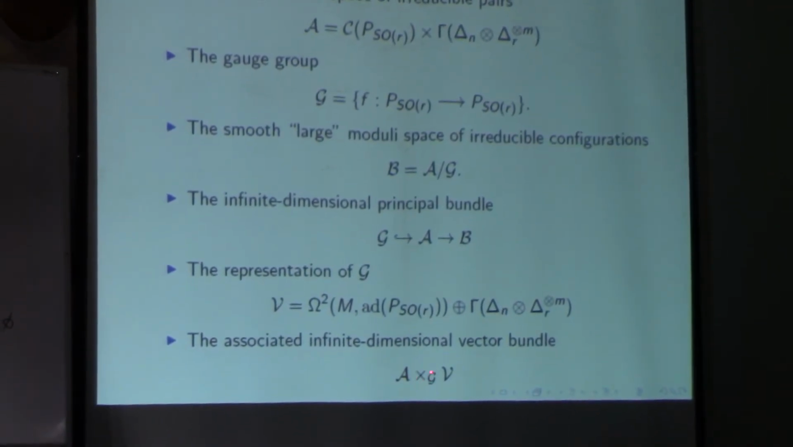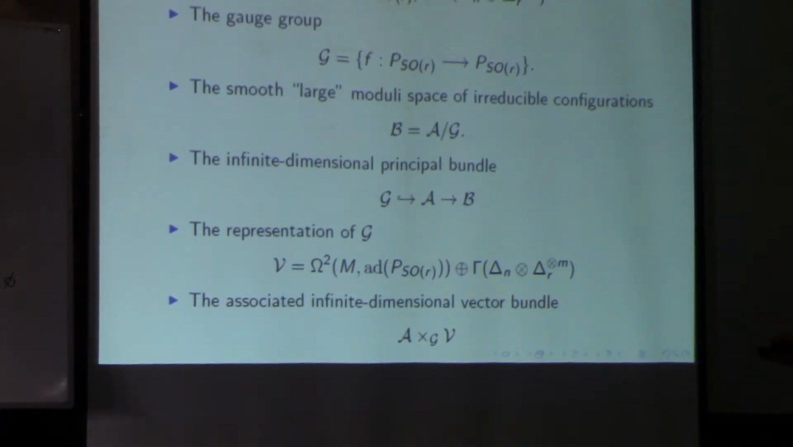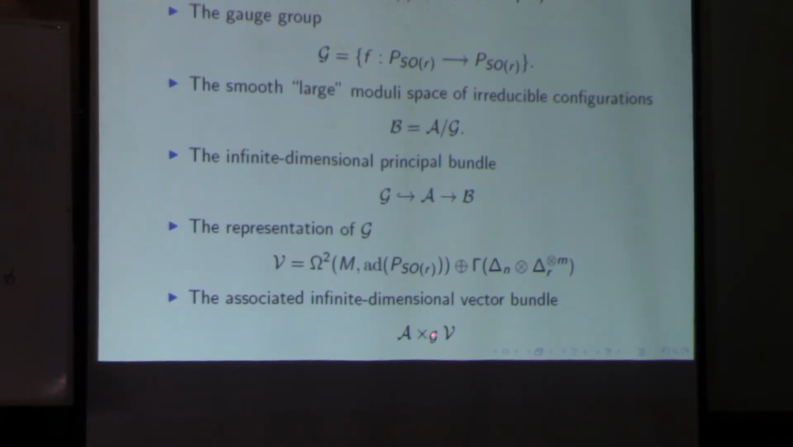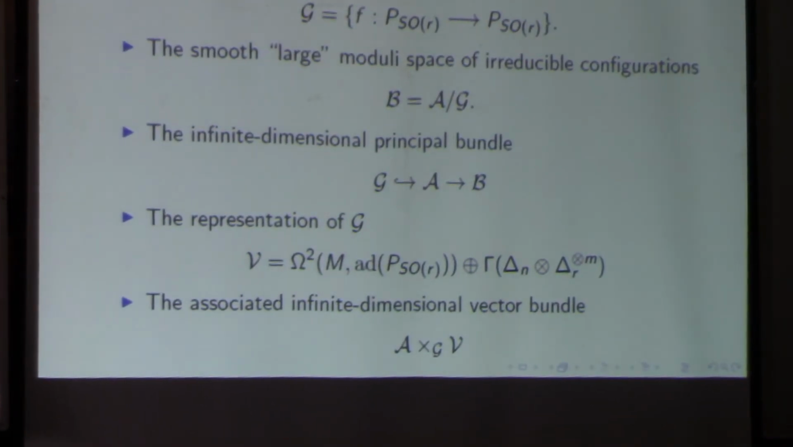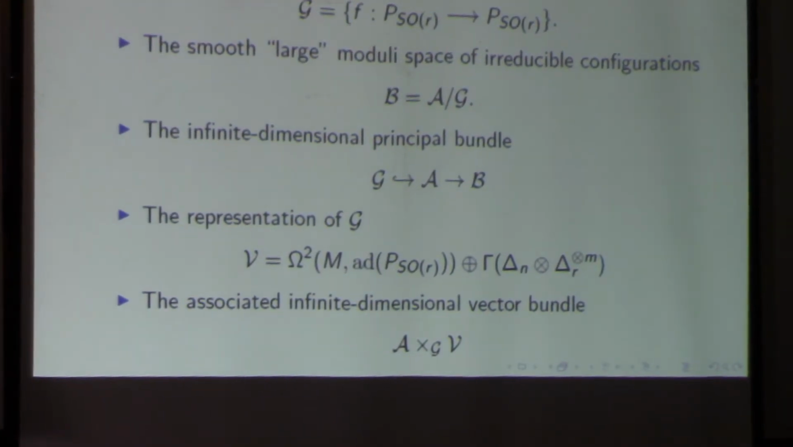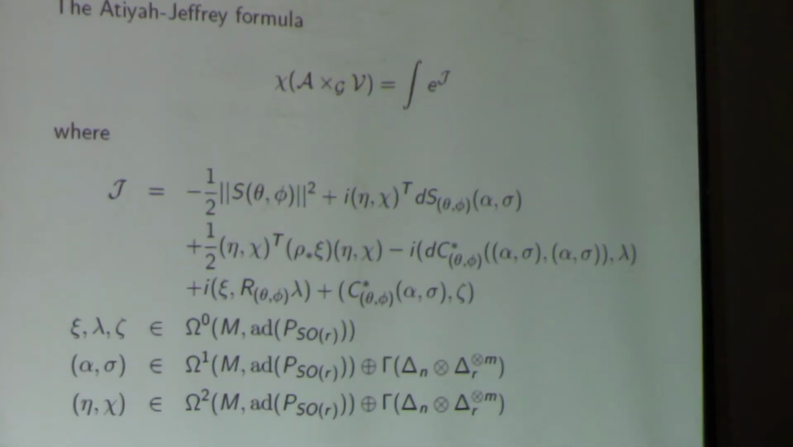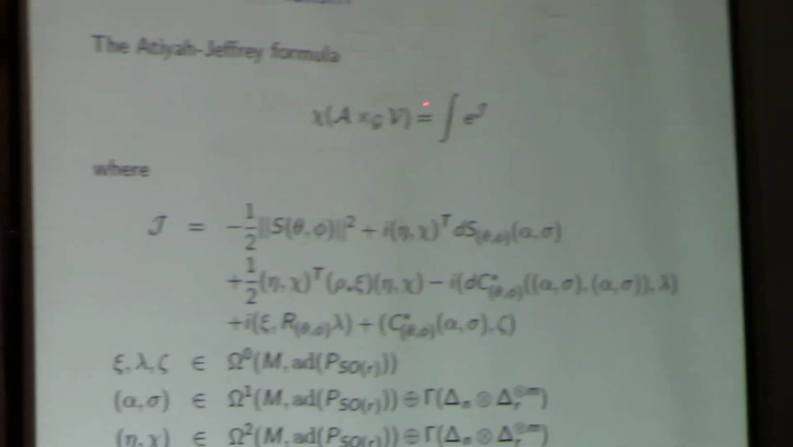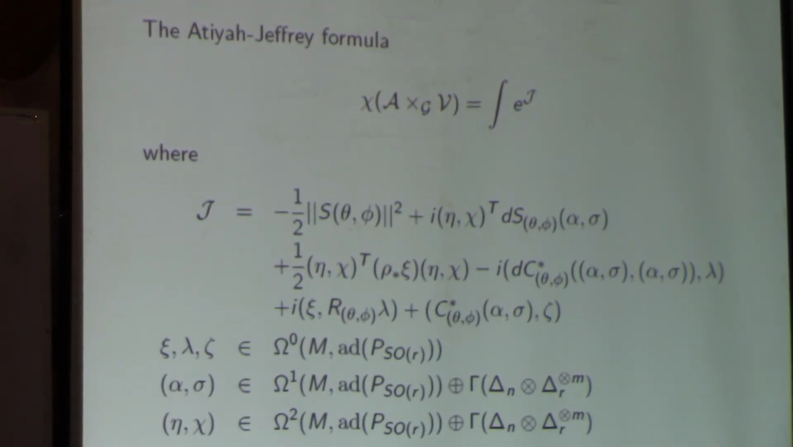You are associating, by this type of construction, to the principal bundle, you are substituting the group fiber by this vector space fiber. Okay? So the idea of the formalism is to try to compute the Euler characteristic of this thing.